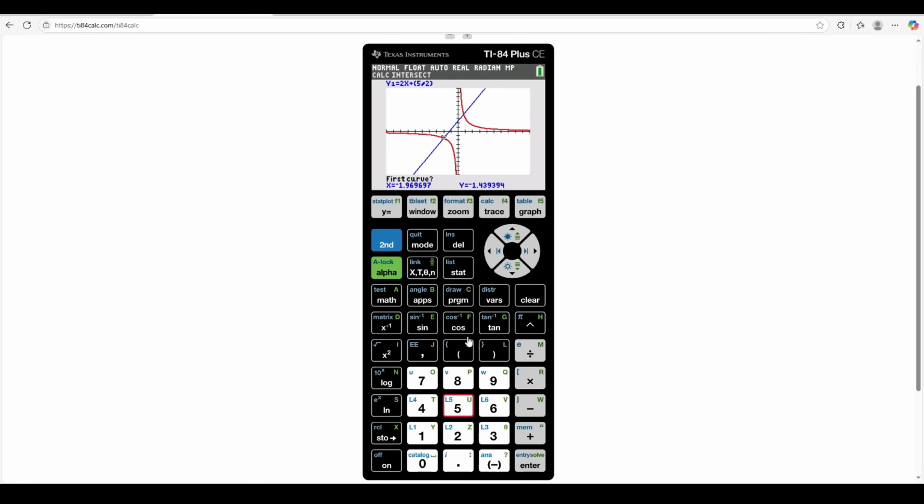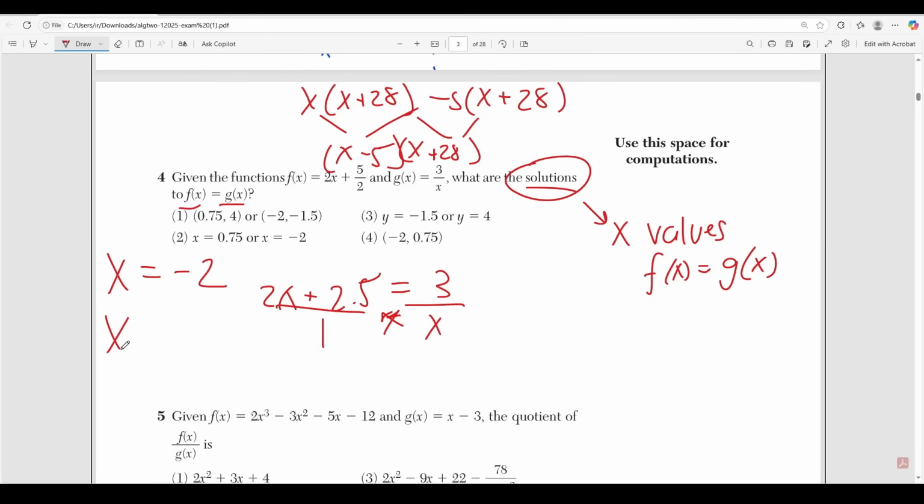Second trace, press intersect, and let's find the second intersection. Select the point before, select the point after, and then hover over the intersection. And you get that the second intersection is equal to x is 0.75, right? So that lines up with choice 2.